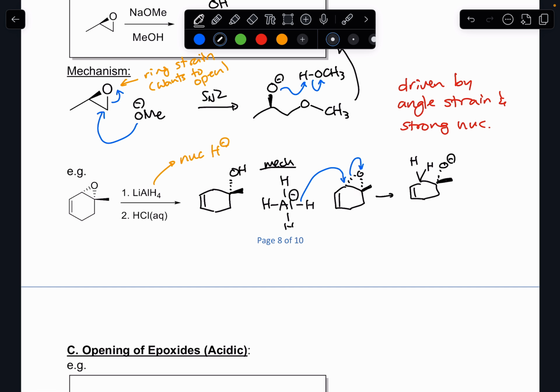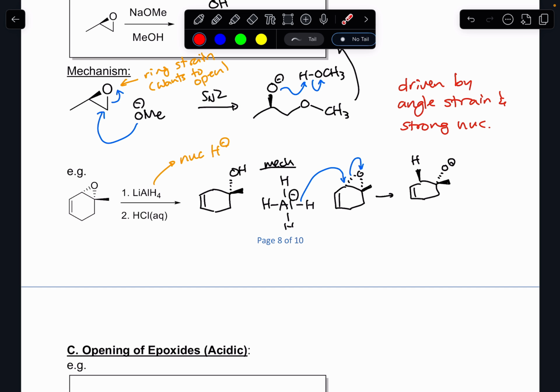Okay. I should say technically, right, we could be specific that hydride from the aluminum hydride would come in from the front face, so I could say that. And then that's the product of the first step.